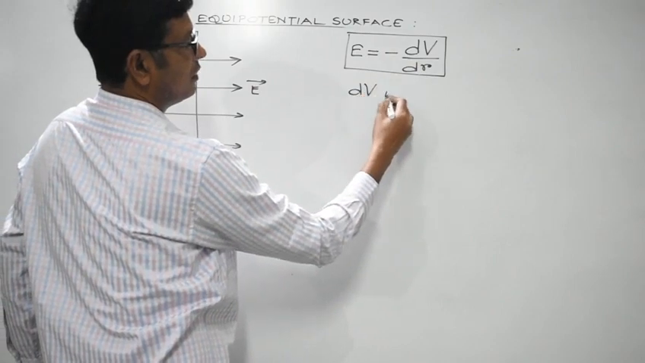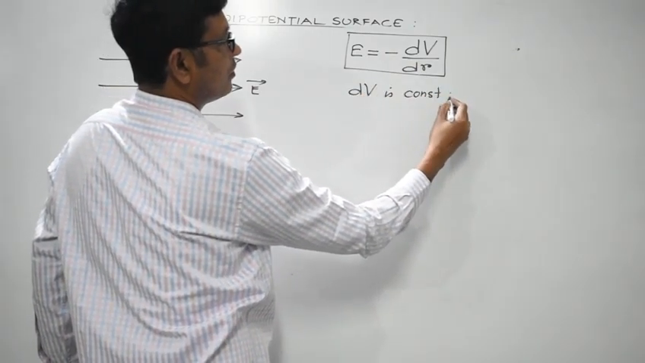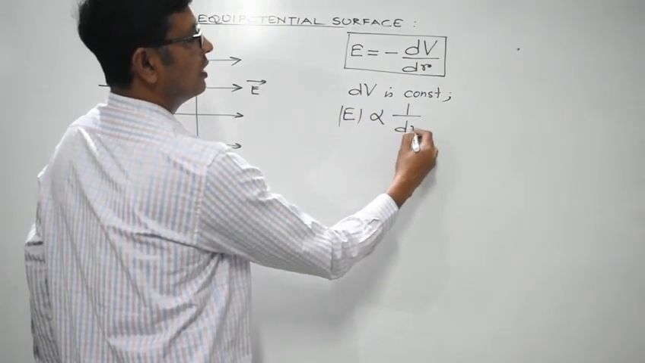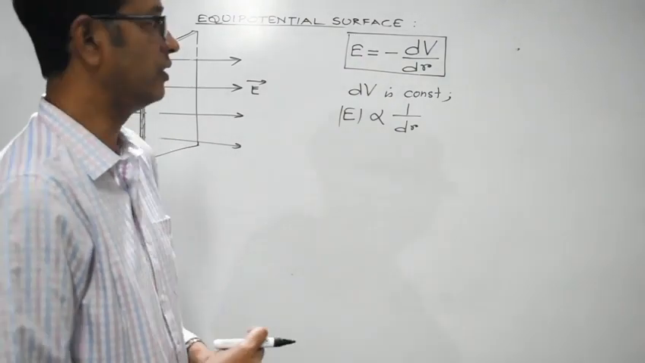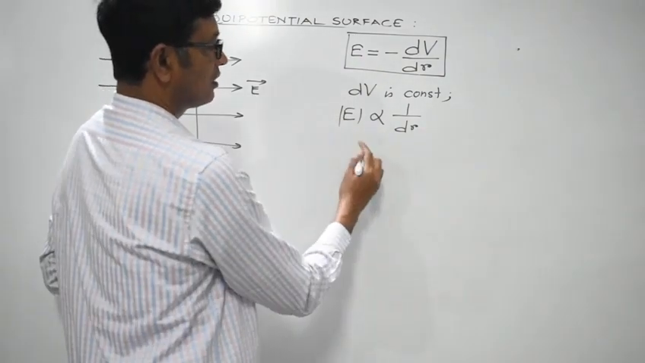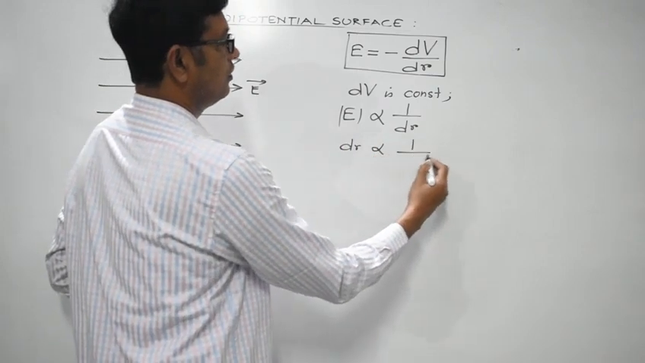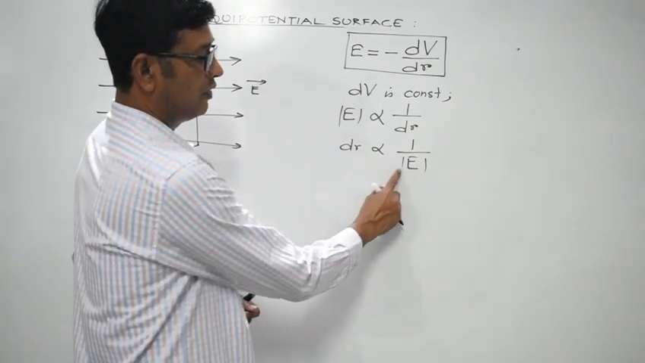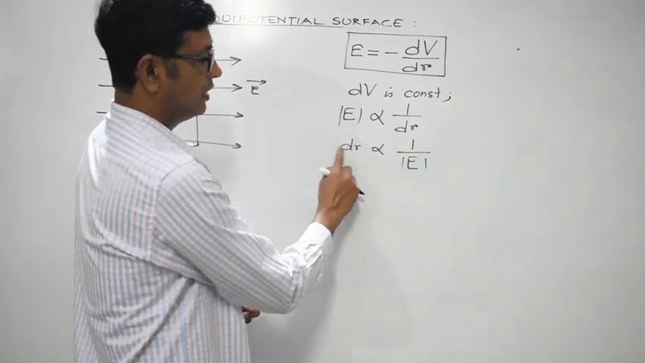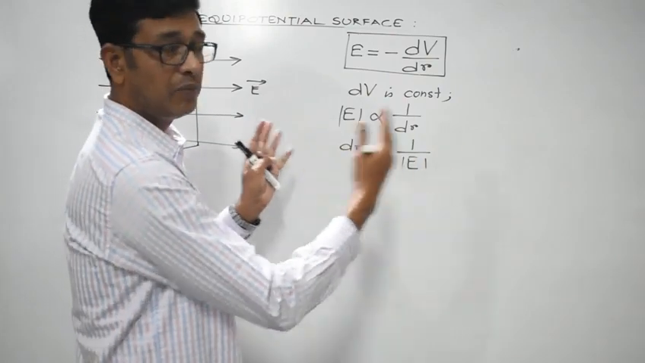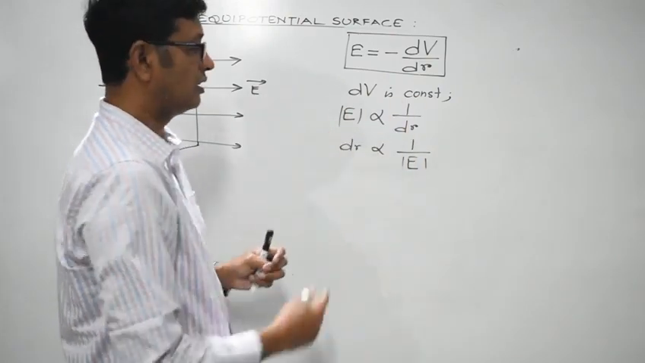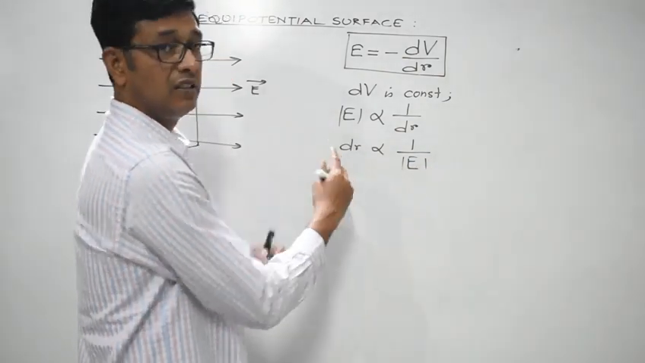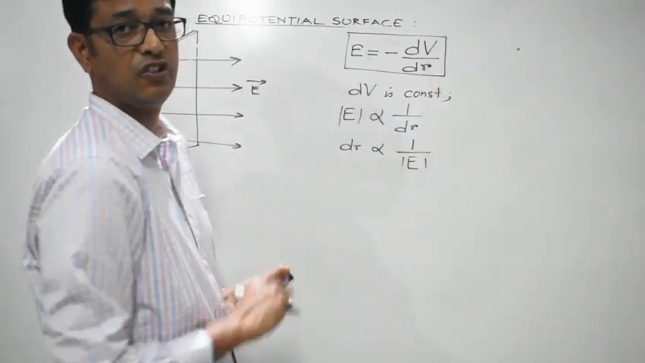So in case dV is constant, in such a scenario, the electric field in magnitude is inversely proportional to dr. dr is the separation between the equipotential surfaces. So you can write that dr is inversely proportional to the strength of the electric field. What it suggests is, in the region where the electric field is stronger, the spacing between the equipotential surfaces is much closer. On the other hand, in the region where the electric field is weaker, the value of E is smaller, and there the separation between the equipotential surfaces is much larger.